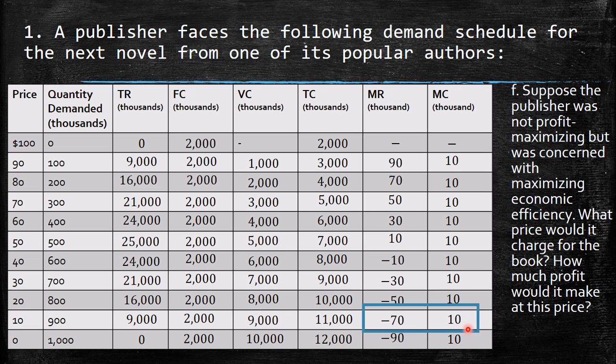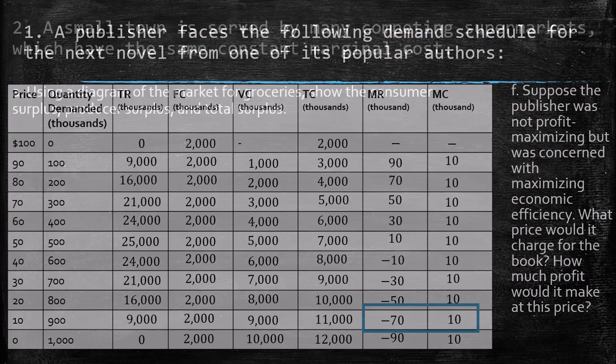What happened with that result? Naturally, it's going to be a really bad decision for the monopolist because they even have losses. Why? Because the total cost is going to be higher than the total revenue. So the profit is going to be negative if they charge at the economic efficiency point.